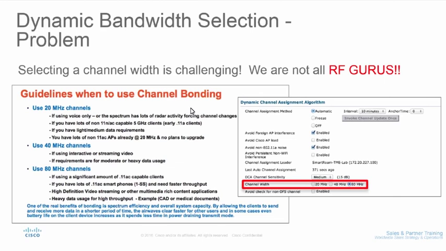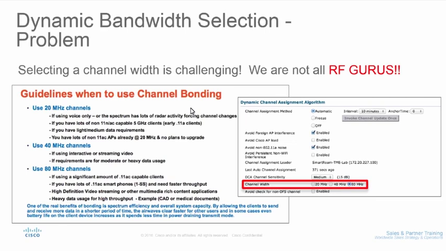Now, you heard a couple of acronyms, TPC and DCA, right? Transmit Power Control and Dynamic Channel Assignment or Dynamic Channel Allocation. These basically determine, okay, well, of the channels that are available to me, which ones should I choose?